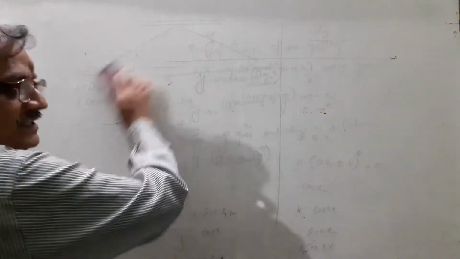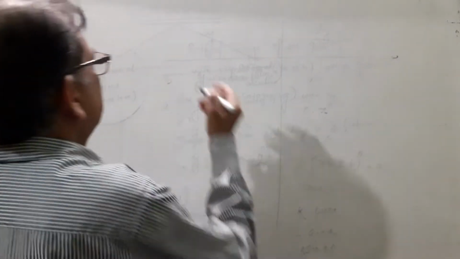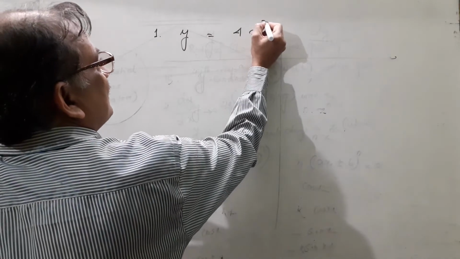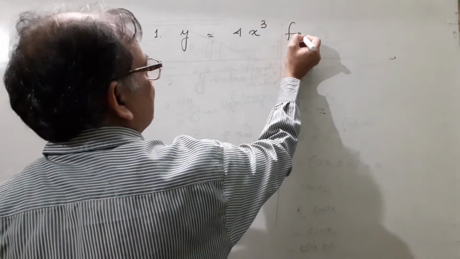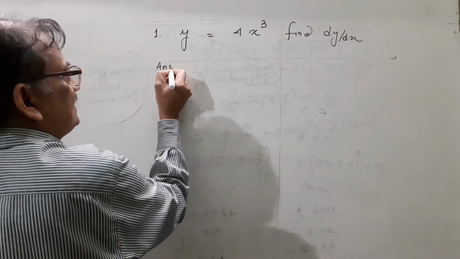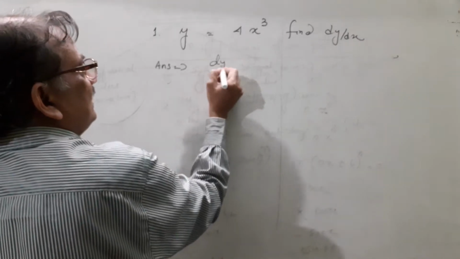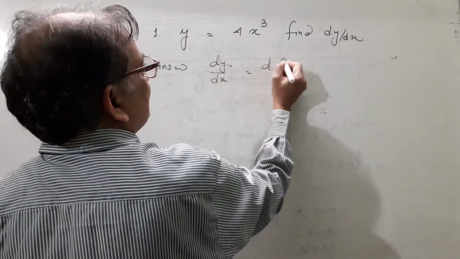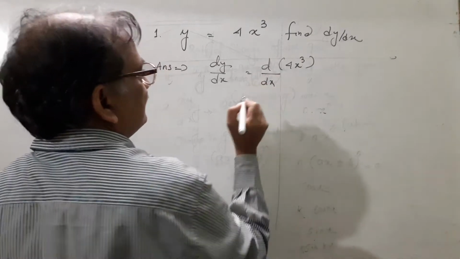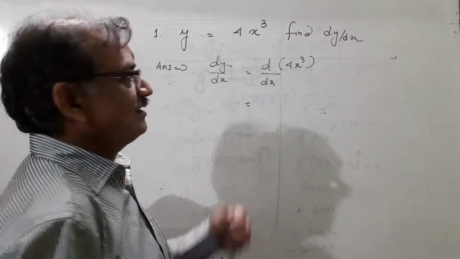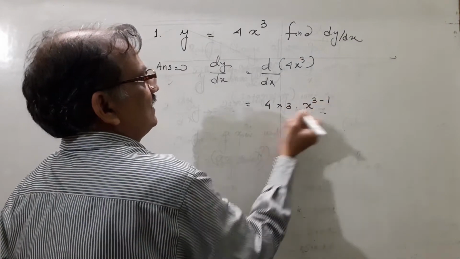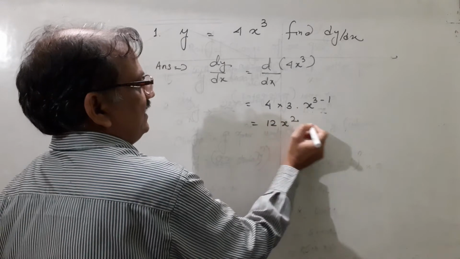Let us discuss some questions on this. First one, suppose given y equals 4 x to the power of 3, find dy by dx. Okay, what is the answer to this? Dy by dx is equal to the derivative of 4x cubed. Go for the formula second number: 4 into 3 into x to the power of 3 minus 1, that is equal to 12x square.